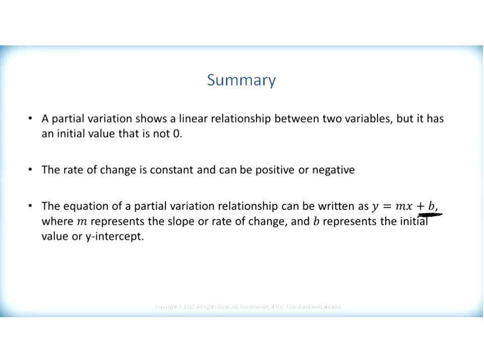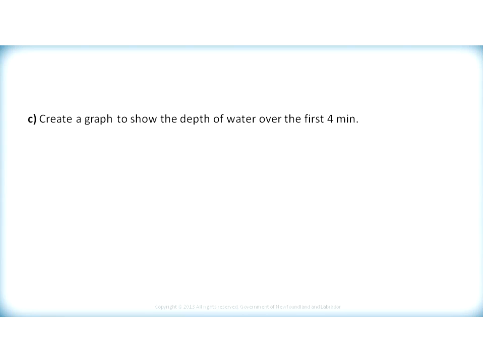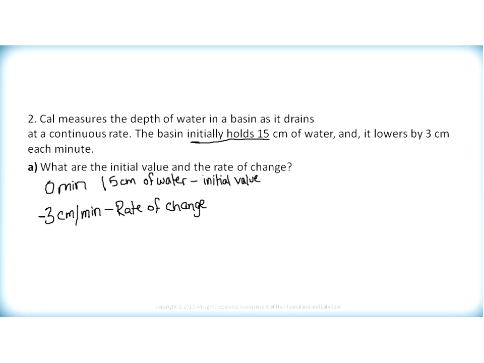So just quickly, I'm going to go back to our initial question, which is right here. Based on that, we know that y equals mx plus b is the equation for a partial variation relationship. I know that my m represents rate of change. So m is the rate of change. b is your initial value.